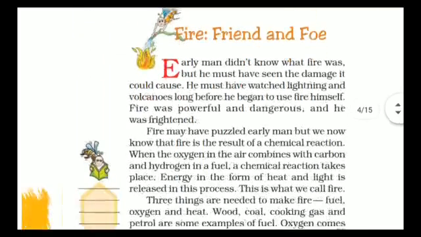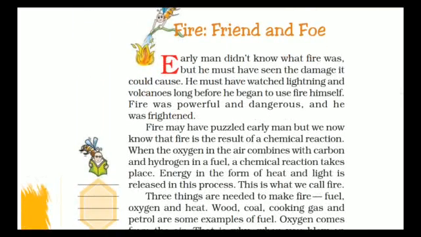So now let's continue this chapter. Early man didn't know what fire was, but he must have seen the damage it could cause. He must have watched lightning and volcanoes long before he began to use fire himself. Fire was powerful and dangerous, and he was frightened. Yes, like other animals, early humans were also afraid of fire because they didn't know about it. They had seen it only in the form of lightning and volcanoes, so they didn't know how to use this fire. Fire was very useful and dangerous, and early man was frightened too.